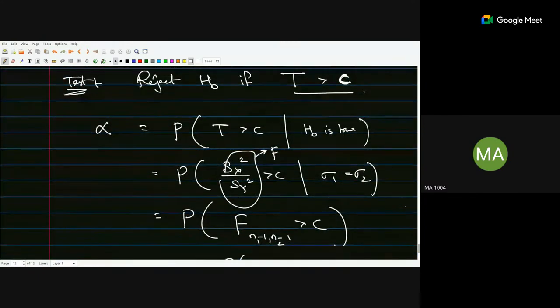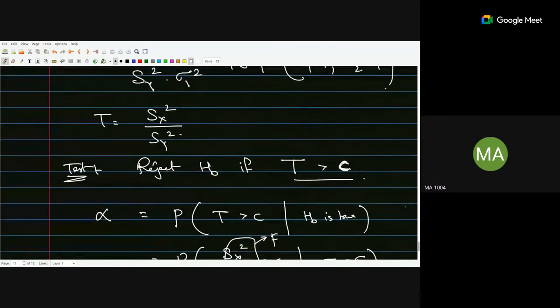I'll scroll back. I defined that I'm going to reject H naught if T is greater than some C. Am I correct, or where am I going wrong? Anyone? Should we take modulus? Yes, we should take modulus, but why? Because again it is a two-tailed test, for comparing variance. For variance, our alternative is sigma 1 not equal to sigma 2, that's it.